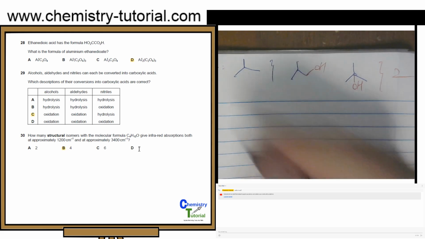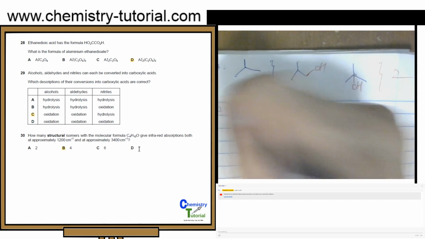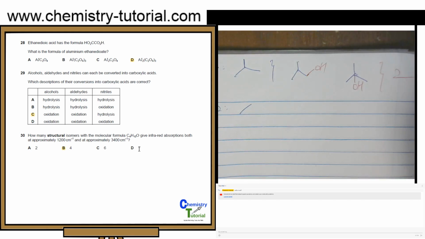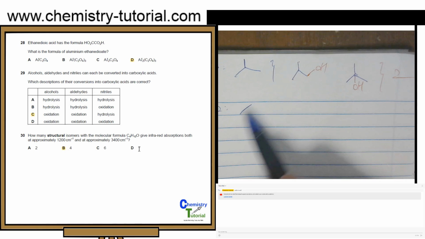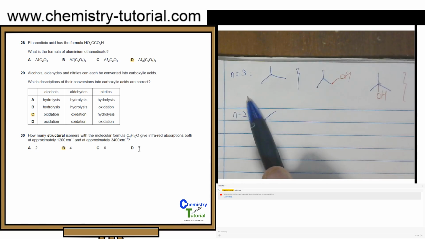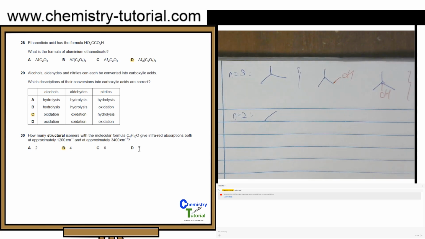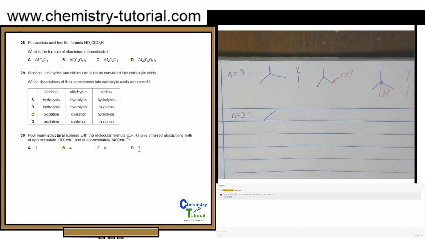Is it possible to go further down if n equals 2? Well, it's not possible, because you never add the substituent to the terminal carbon, because you will just go back to the previous one. So the lowest n you can go is only 3. Therefore, 2 plus 2 gives us 4. Hence, the answer for question 30 is B.